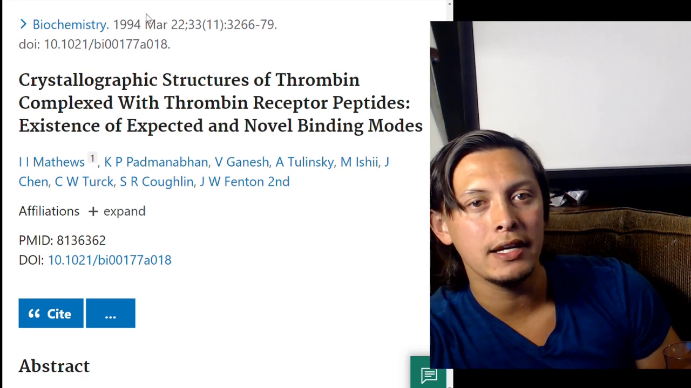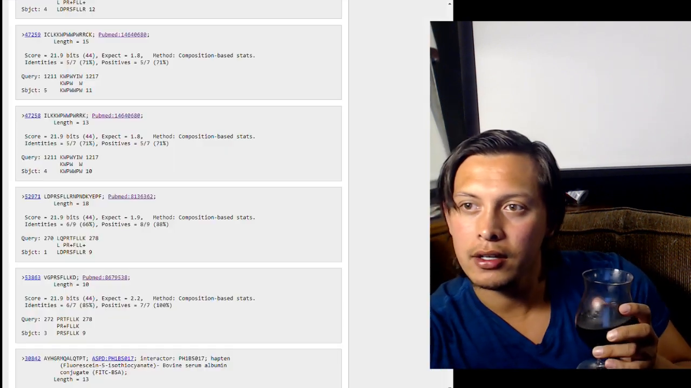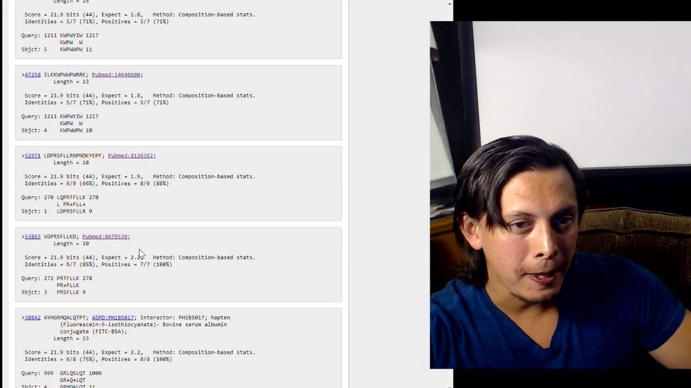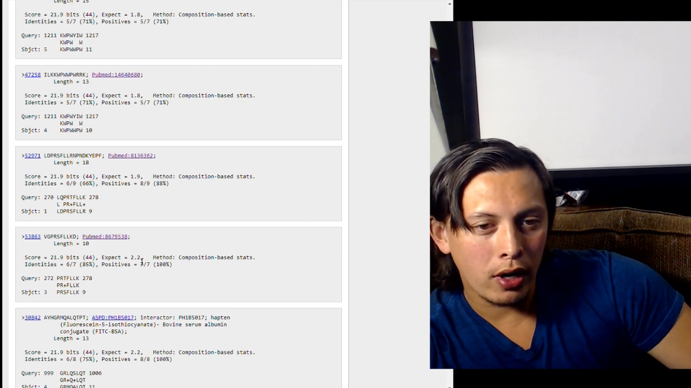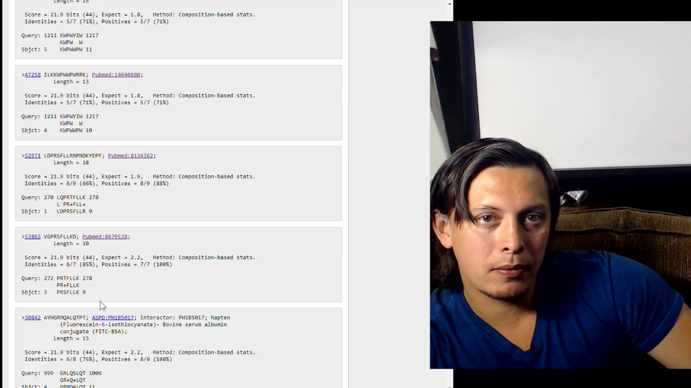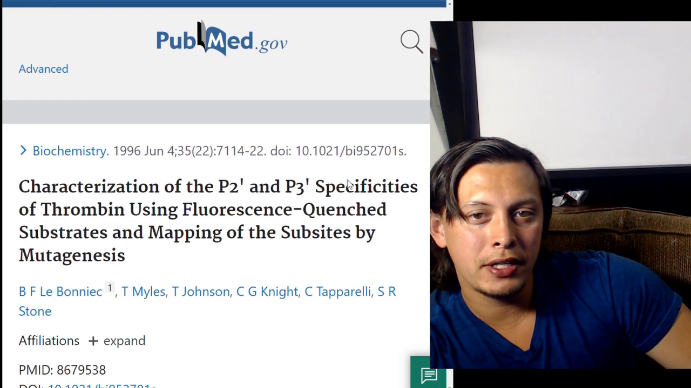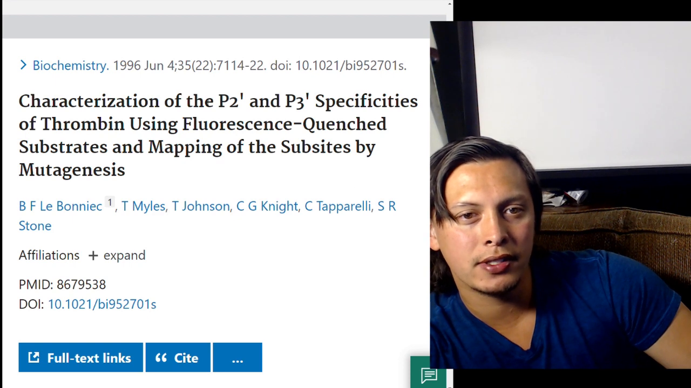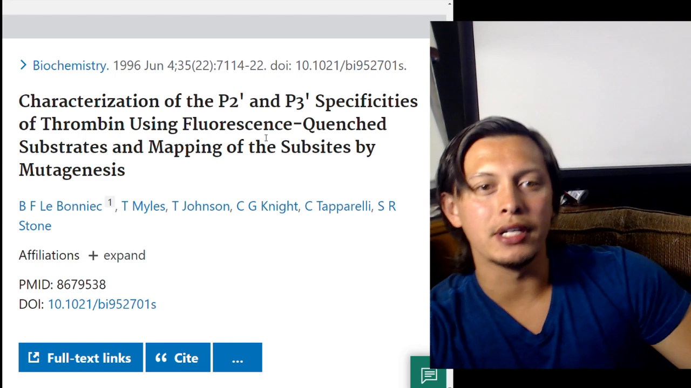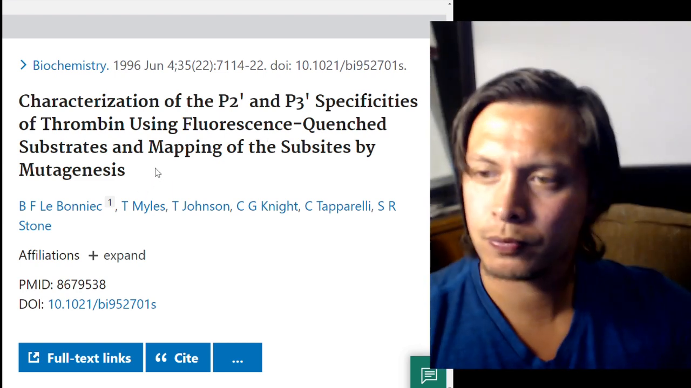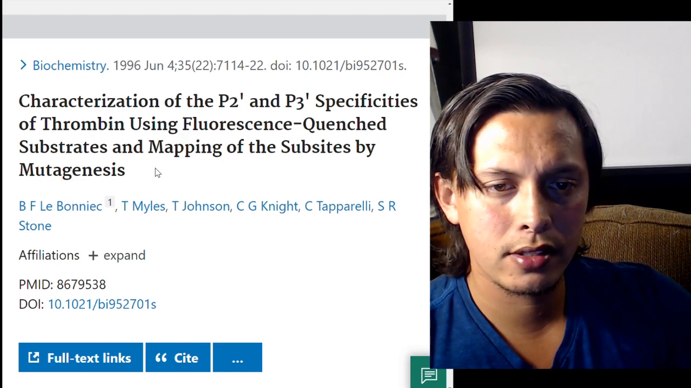So let's continue. An hour 30. Okay. So, okay. Characterization of P2' and P3' specificities of thrombin using fluorescence-quenched substrates and mapping of subsites by mutagenesis. So, let's look at this.